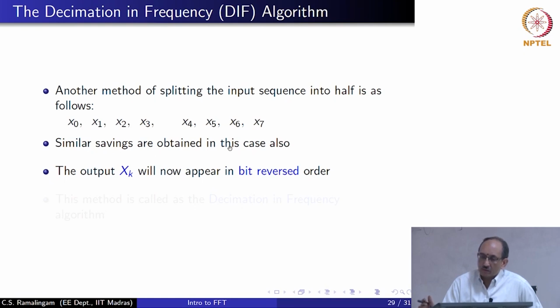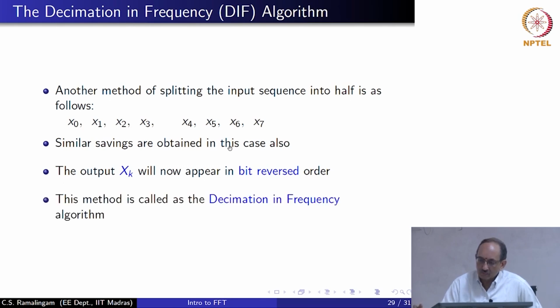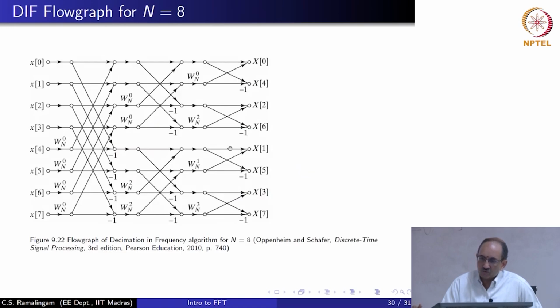So if the input is in natural order, you use decimation in frequency, transform will be in bit reverse order, you need to bit reverse that bit reversed sequence to get the natural order, or you take the given sequence, bit reverse it, apply it to the decimation in time algorithm and get the transform in natural order. So this is called decimation in frequency, and this is the flow graph for n equals 8. Again, I'll post this on Moodle, you can look at this more carefully. The input is in natural order, output is in bit reversed order.